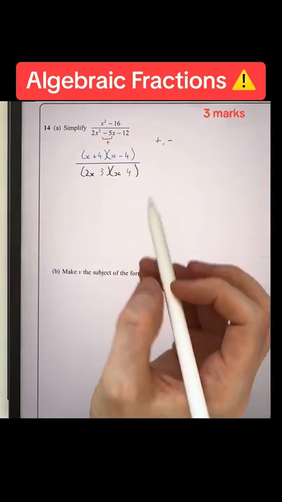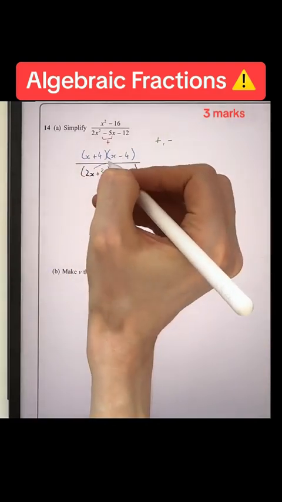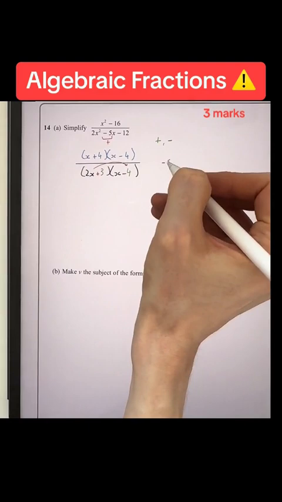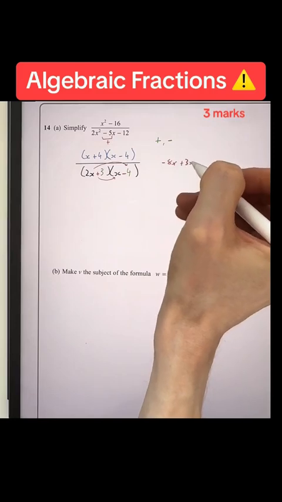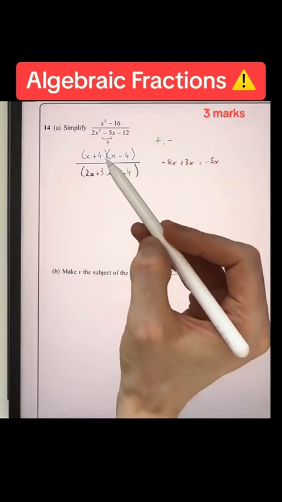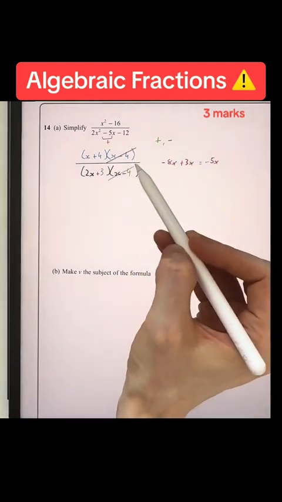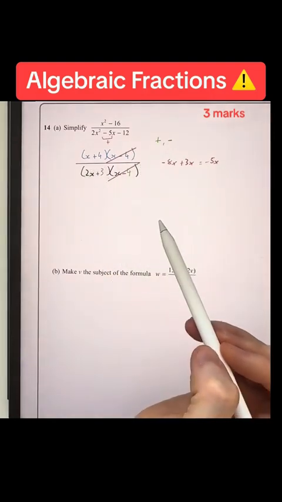It's quite easy to spot that in this case it's the negative with the 4 and the positive with the 3. As 2x times negative 4 will give us negative 8x, and our middle term is positive 3 times x, that will give us plus 3x. And I know negative 8x and 3x will simplify to give us negative 5x. Finally, cancelling out common factors on both the top and the bottom, my final answer is x plus 4 over 2x plus 3.